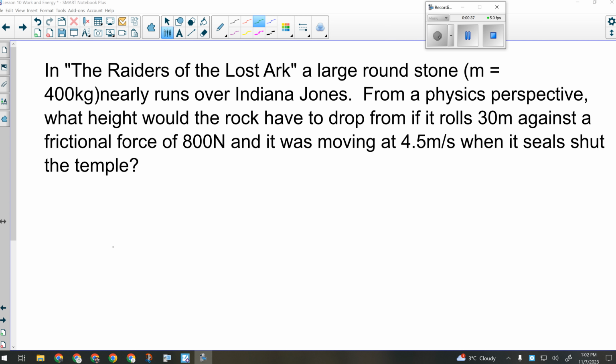Okay, so in this question, the large round stone, which is 400 kilograms, nearly runs over Indiana Jones. From a physics perspective, what height would it have had to drop from if it rolls 30 meters through the tunnels against a frictional force of 800 newtons and was moving at 4.5 meters per second when it sealed shut the temple? Okay, so write that one down.